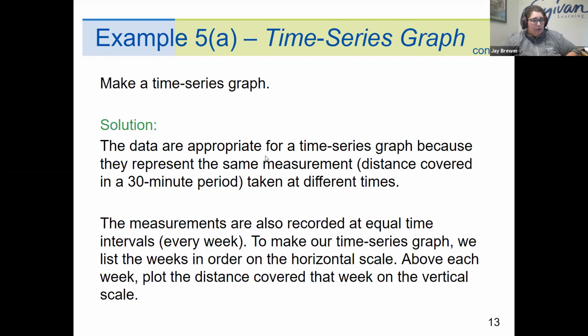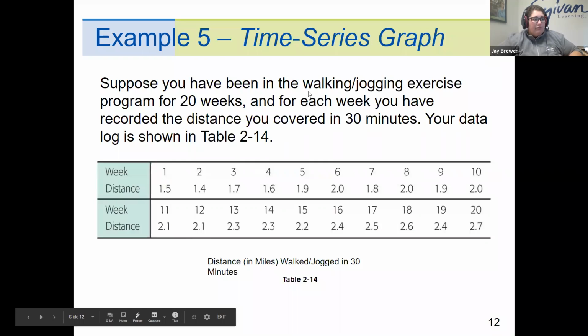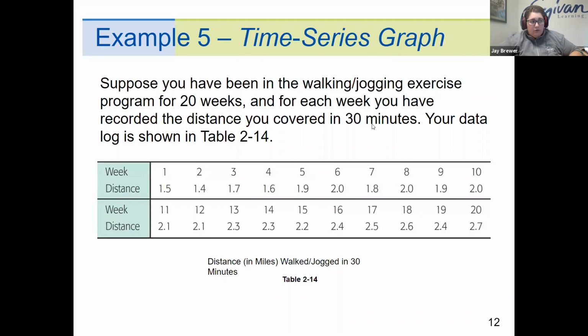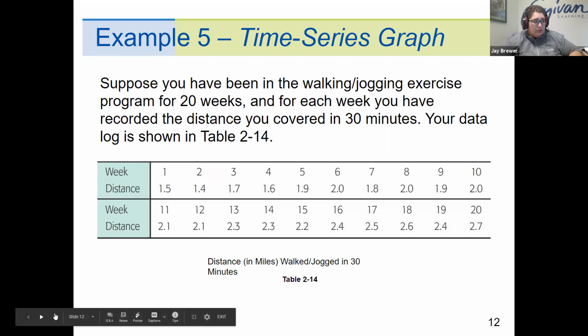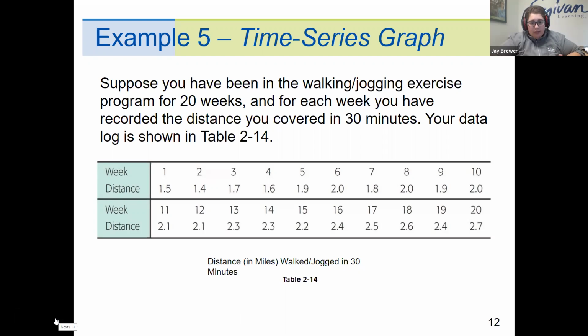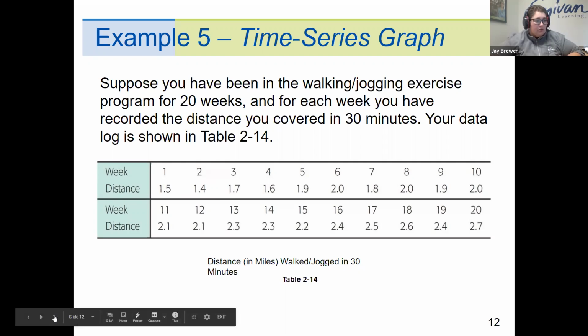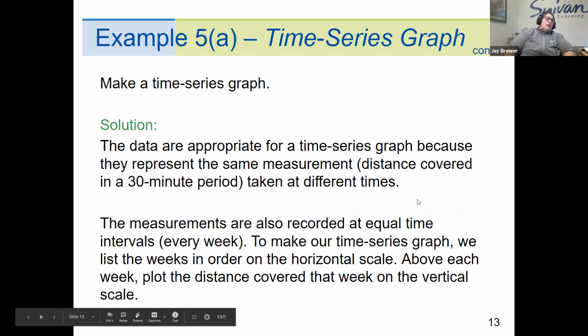So the data are appropriate for a time series graph because they represent the same measurement, distance covered in 30 minutes, taken at different times. So if this had told you that you have varying times, you would need to make it all consistent timing in order to do the chart. Does that make sense? Like you can't have one day they're measuring for 30 minutes and then the next day they're measuring for 2 hours. You can't do that, okay? The measurements are also recorded at equal time intervals, every week.